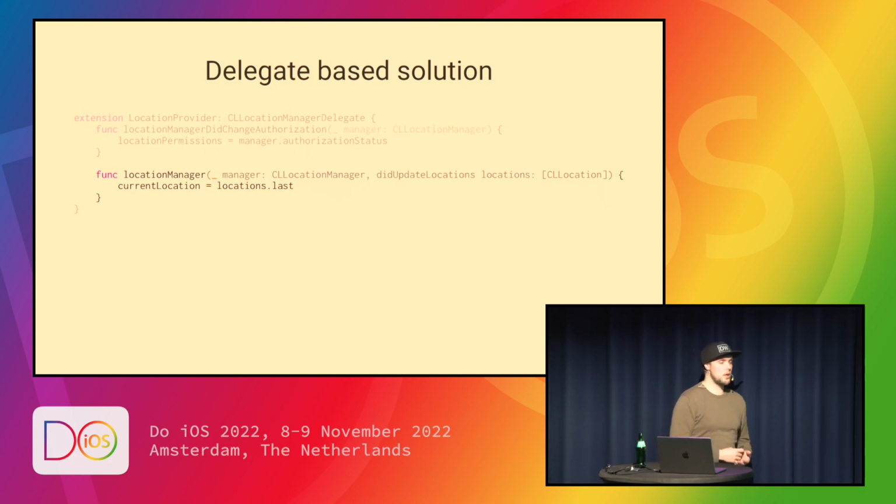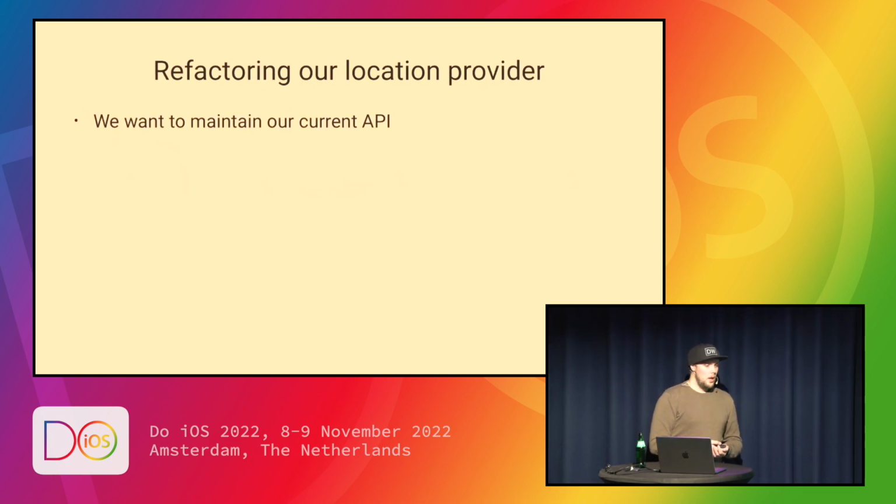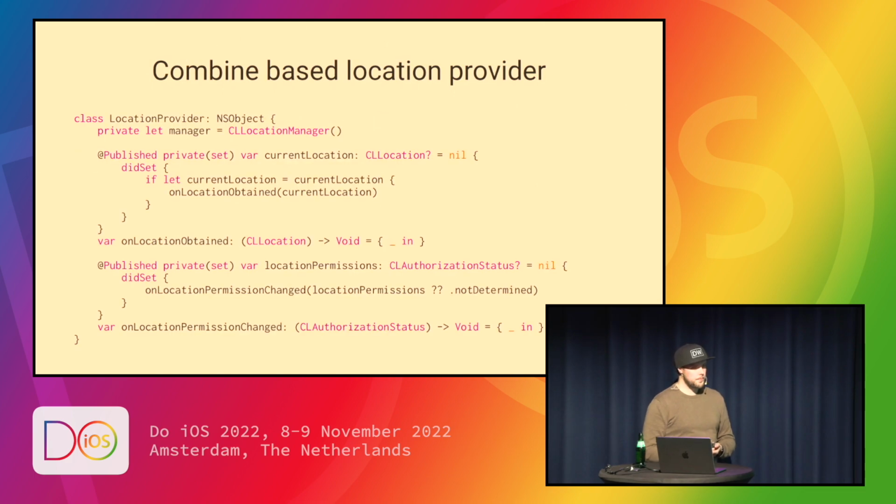We now have a location provider object that we can say, hey, here's a closure that you need to call whenever something changes. So we're actually perfectly set up to refactor this to a Combine-based solution. We want to maintain the current API, more or less. We want to have the same property names. We are going to get rid of the didSet stuff because we don't need it anymore, but we're going to keep the same property names. So that refactor will have a minimal impact.